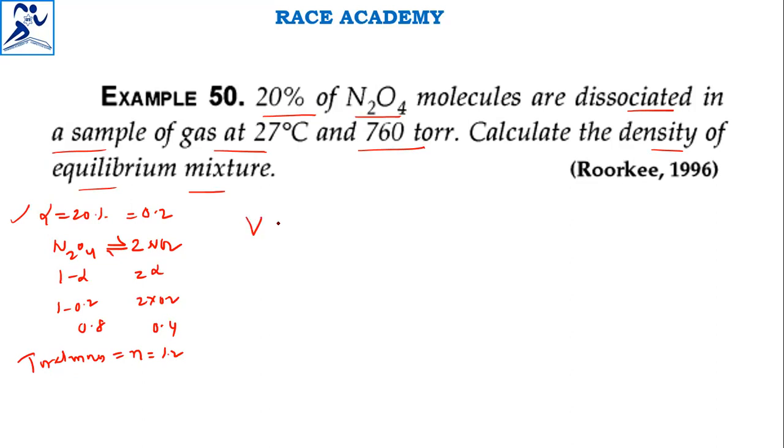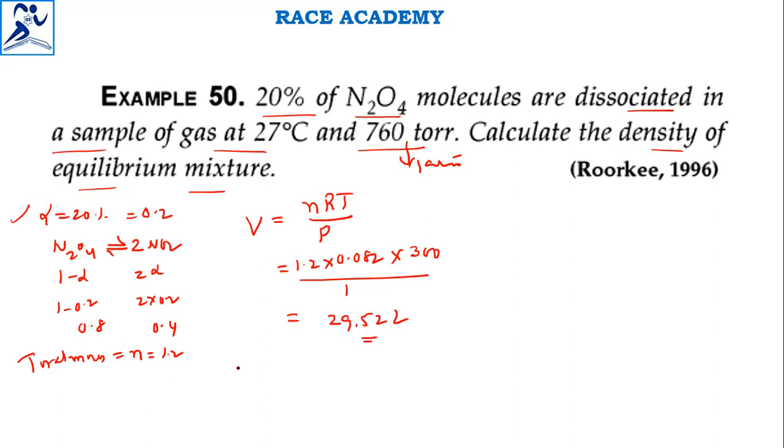So what is the volume? V is equal to nRT by P, and we have number of moles 1.2, R value 0.082, and 760 torr will become 1 atmosphere, which we can use as the pressure. The temperature given in the question is 27 degrees, that is 300 Kelvin, divided by 1 atmosphere. Upon simplification we got 29.52 liters.